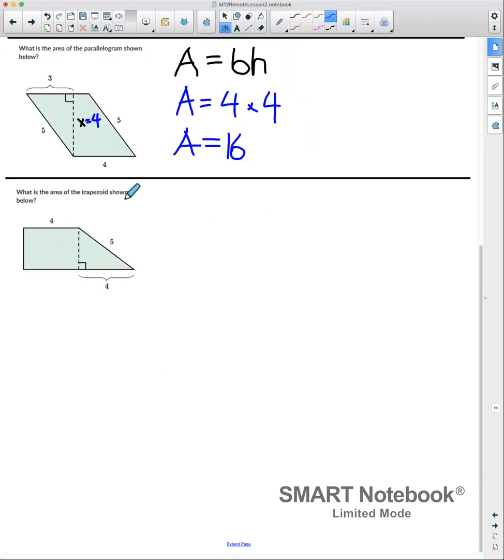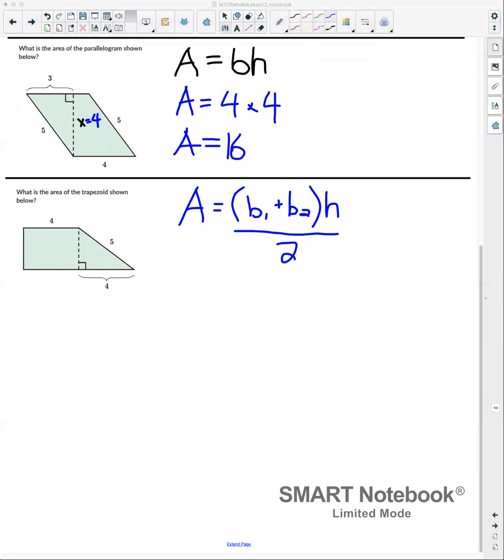And the next one, area of a trapezoid. Okay, so area of a trapezoid is base 1 plus base 2 times the height divided by 2. Okay, so for this, it doesn't matter which one base 1 or base 2 is.